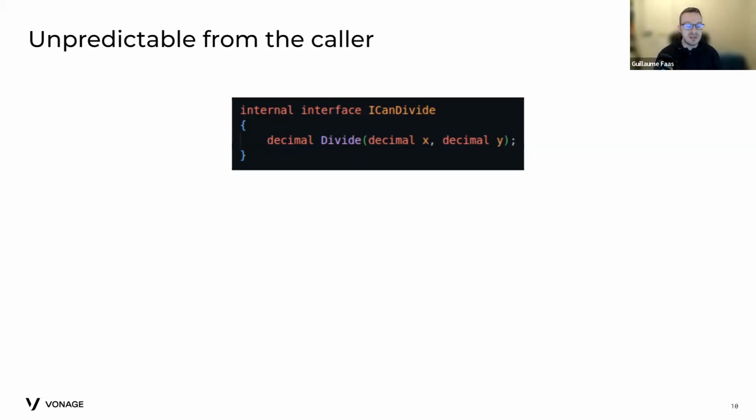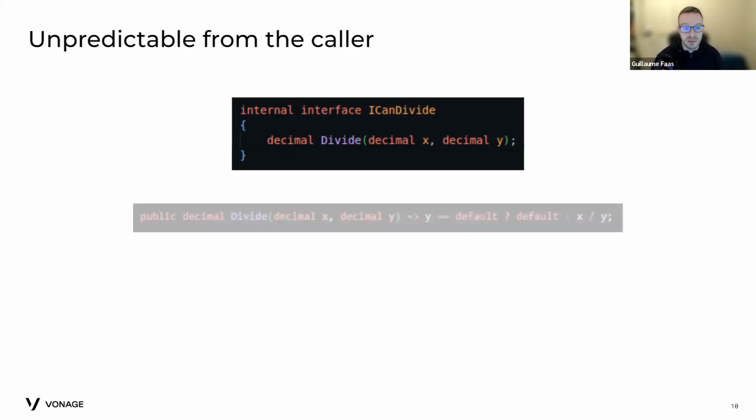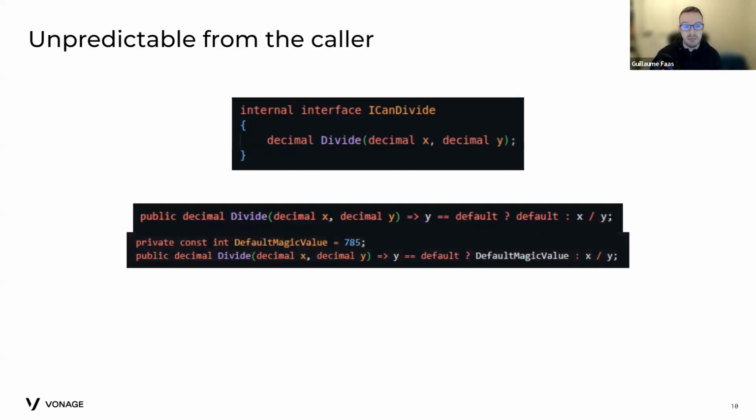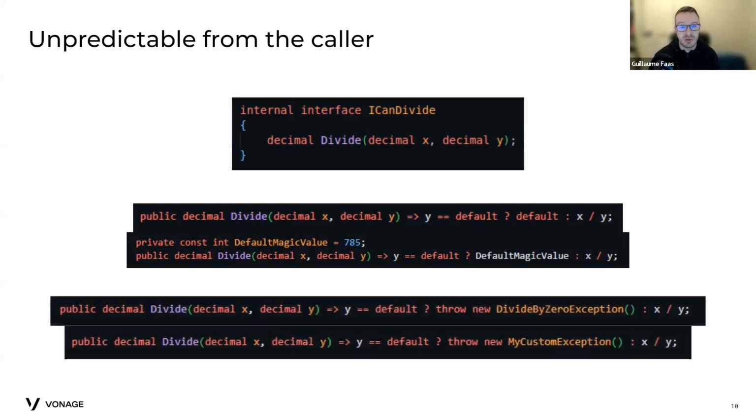You don't know because it's an interface and you don't know how it has been implemented behind. For example, for whatever reason, someone might decide to return a default value like 0 or a magic number for whatever weird reason, or it can throw an exception. And in that case, which one? A custom one, divide by 0, the base exception one? You don't know. And I'm sorry to tell, but everything you see on the screen are valid implementations. Okay? So even if some of them might be weird, you just can't tell when you're looking at the interface or at the method signature itself.